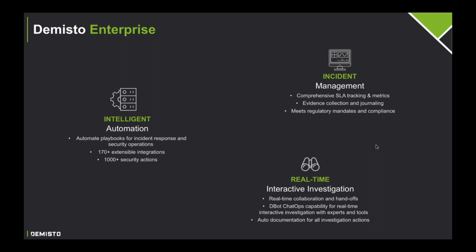Real-time interactive investigation. This is something which has been core to any SOC, to be able to do interactive investigation by collaborating with other team members in real time. So Demisto has this ChatOps capability with DBot, which is the machine learning algorithm that runs in the background for real-time interactive investigation. So the team members, the SOC analysts, can actively use DBot's help, which makes suggestions for indicators, makes suggestions for experts, and so on and so forth, in real time, and quickly take action. And all this gets auto-documented for all future investigation reference as well as the current actions.